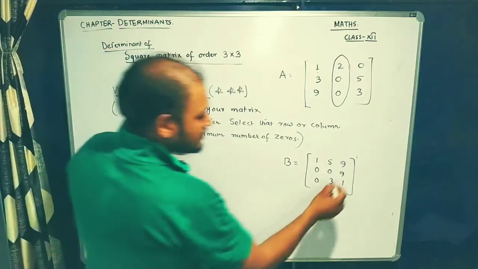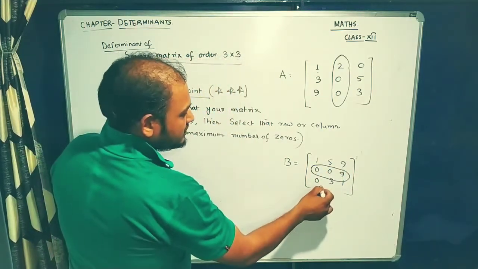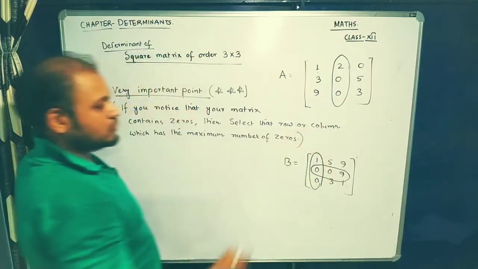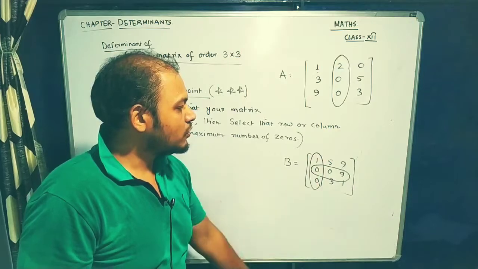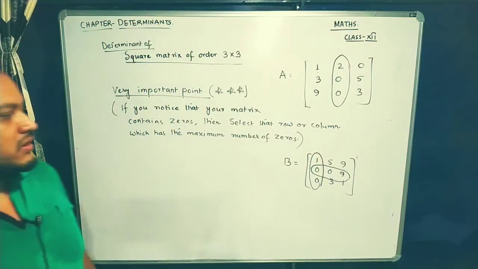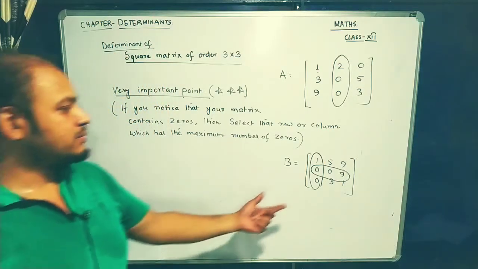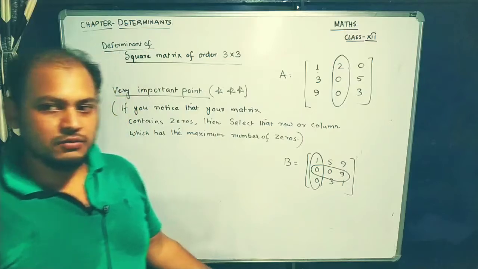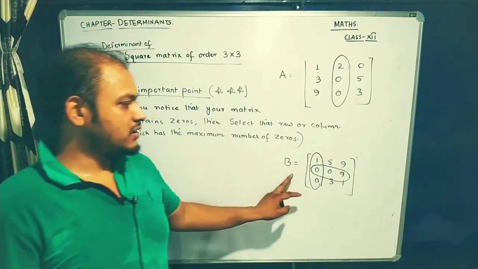So we see that the second row contains 2 zeros, and at the same time the first column also contains 2 zeros. So you can either select the first column or you can select the second row and proceed with the calculation. It will significantly reduce your calculation. Okay, so you will get the determinant of this matrix very easily. That means you will not need a large number of calculations to find the determinant of this matrix.